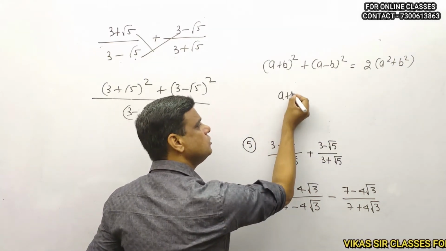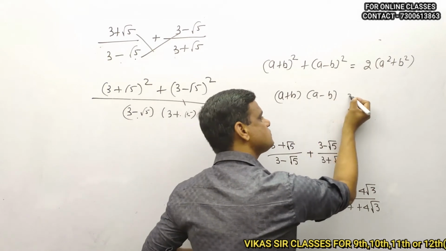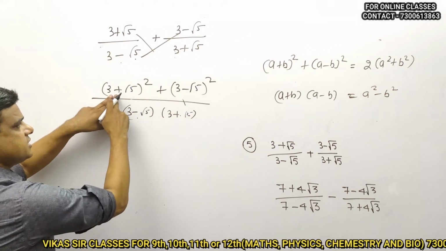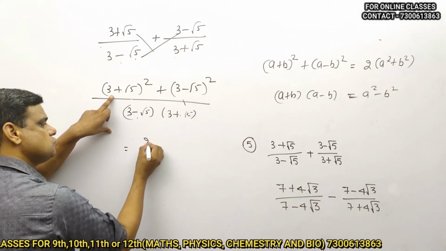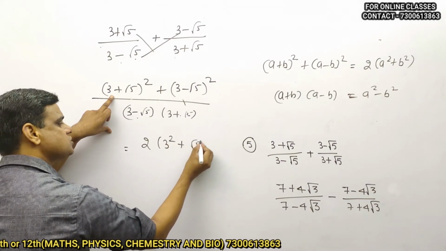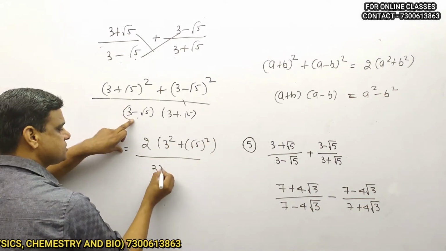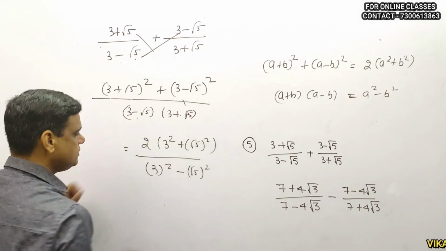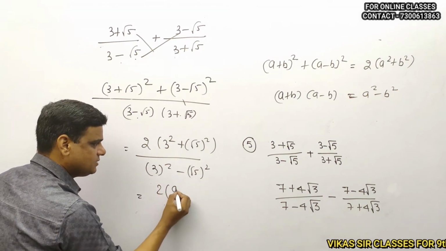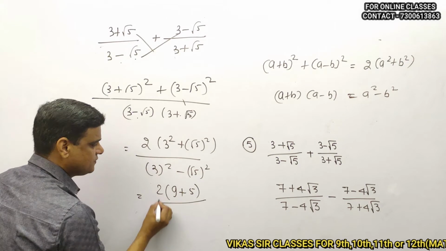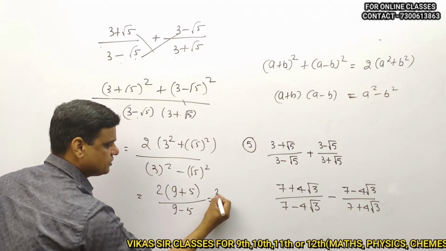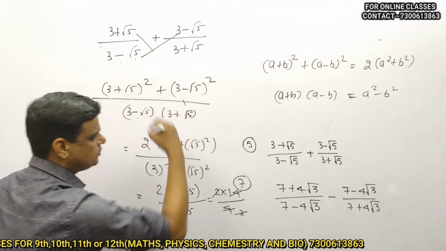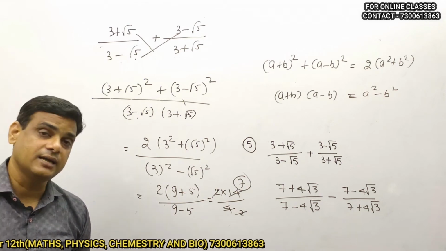And also you know that A plus B into A minus B is A square minus B square. Now see, this is A plus B whole square plus A minus B whole square, so it is 2A square plus B square, and here it is 3 square minus root 5 square. Okay, 3 square is 9, root 5 square is 5, so it is 9 minus 5, which is 4. 2 into 14 upon 4, 2 7s are 14. You see the answer is again the same.